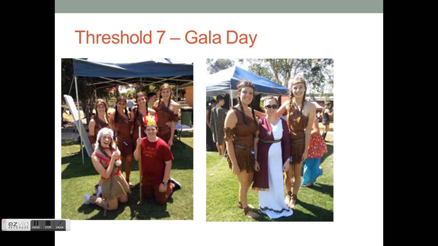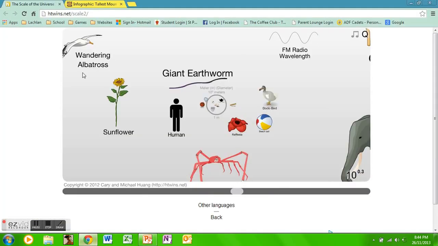The next threshold, for our class, was Gala Day. For our Gala Day, we had to choose an era. So our group chose Native American Indians. Our group prepared activities which explained to junior school students how Native Americans survived, what their food source was.